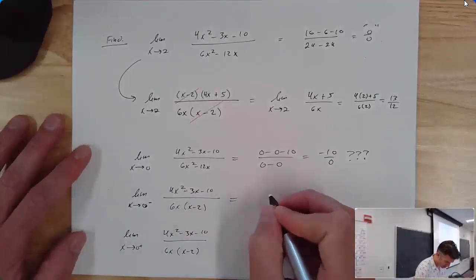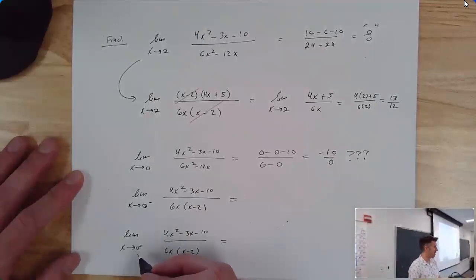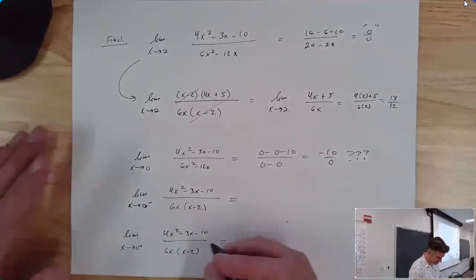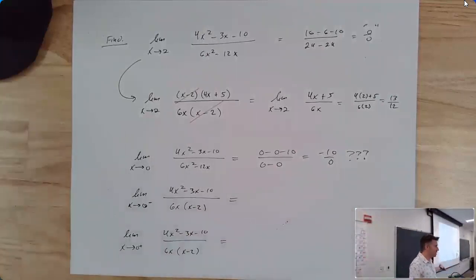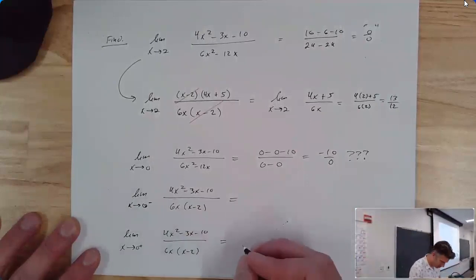Okay, so if I pick a number slightly positive, you should think 0.001. And I plug that in. Well, the top doesn't care. The top is still essentially -10, because you've got something close to 0, minus something close to 0, minus 10.